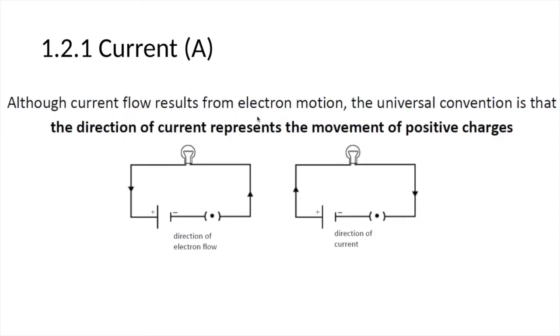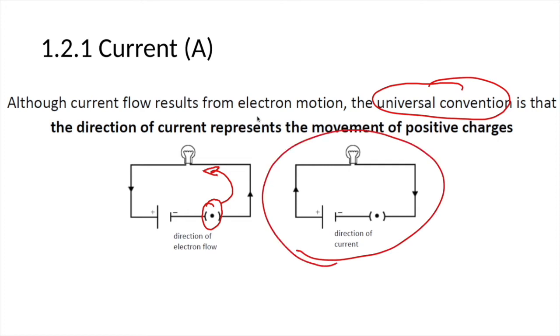And the definition of the direction of the current, even though the current flow results from the electron motion, the universal convention, so this is our convention, is that the direction of current represents the movement of the positive charge. For example, in this we can see the electron moves in this direction. However, the direction of the current is shown in the second figure. It flows in this direction.